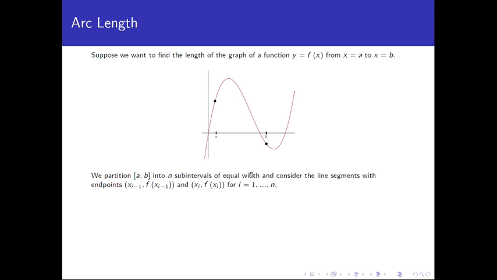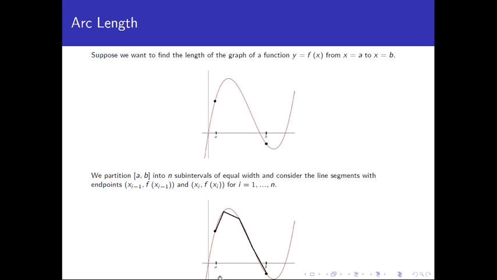So we're going to partition our interval a to b into n subintervals of equal width. And what we're going to do is consider the line segments that have endpoints x sub i minus 1, f of x sub i minus 1, and x sub i, f of x sub i, going from 1 to n. So remember again, when you do your partition, the a is your x naught, your b is your x n, and so we'll have points in between.